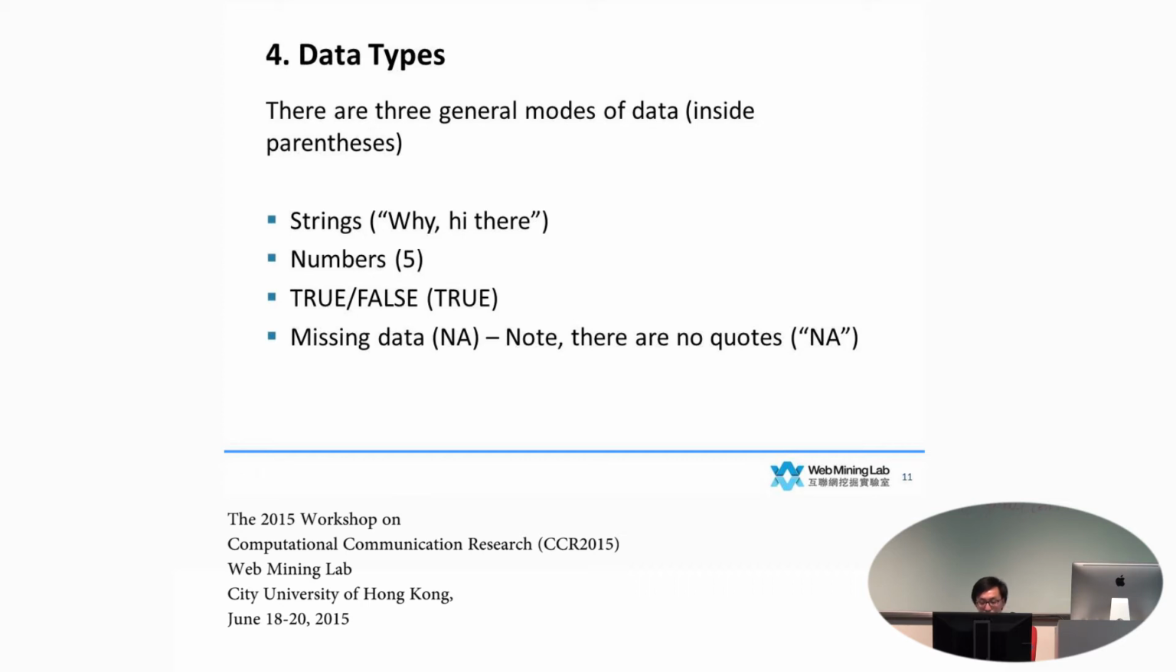In R you treat it as a variable, but you can use another function, is.na, to check whether the variable is a missing value. We can use the is.na function on missing, and we see TRUE. What does that mean? That means the missing variable is an NA value.